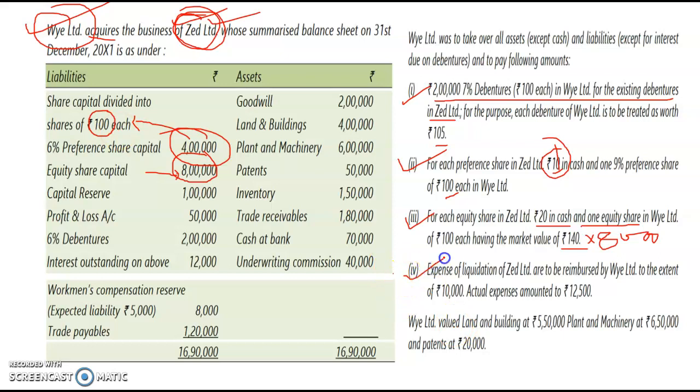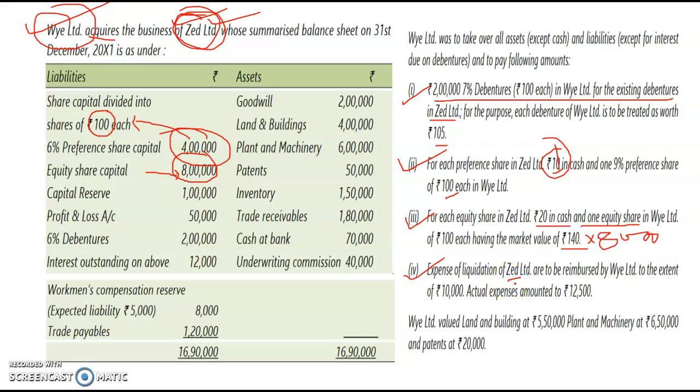Next is expenses of liquidation of Z Limited are to be reimbursed by, please keep this note, sometimes the expenses of liquidation are entirely met by W Limited, that is the transferee company, means the company which is purchasing. In that particular case, no entries will be passed in the books of Z Limited. But in case it is mentioned that at first the expenses of liquidation will be done by the transferor company.